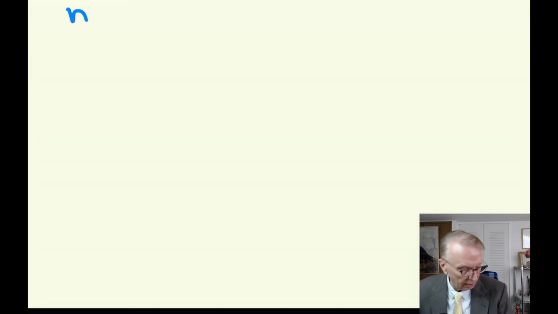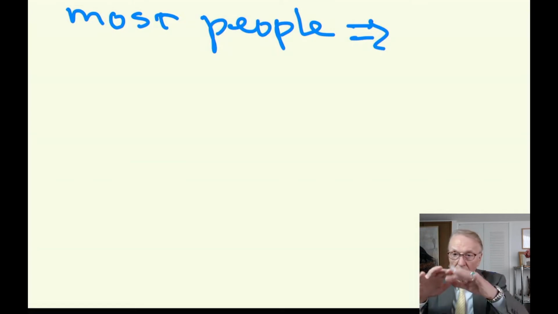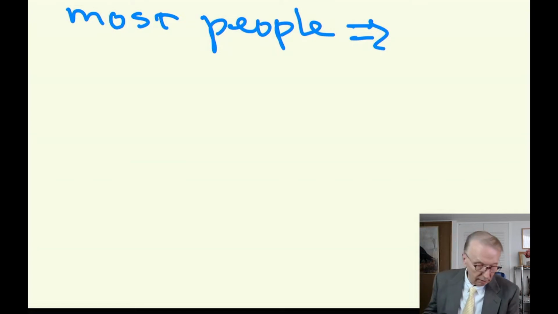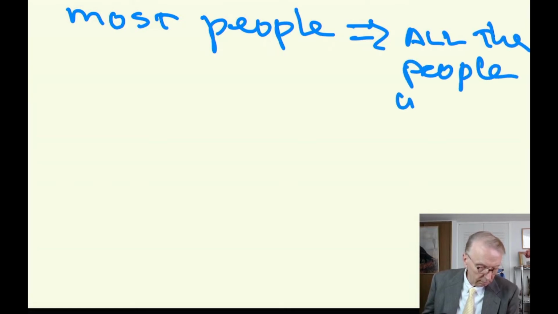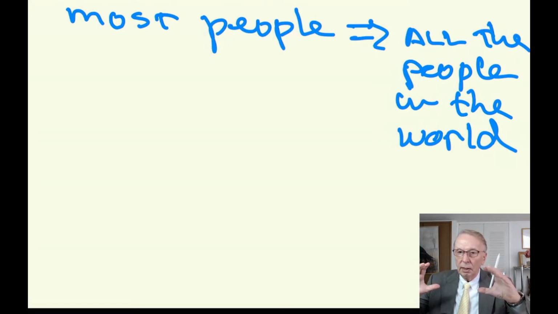So if you say most people, it means of all the people in the world. Okay? If you say most Japanese people, it means most people who are Japanese. So it is all of some group.